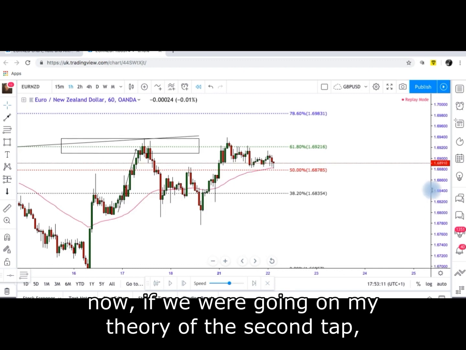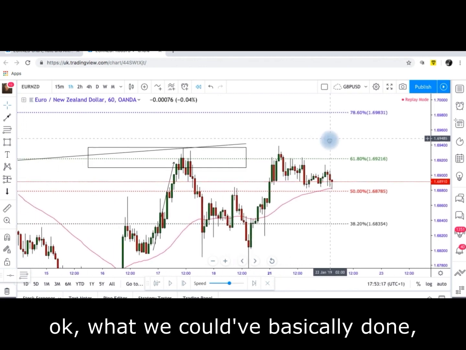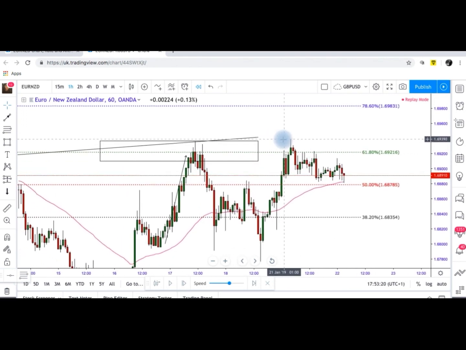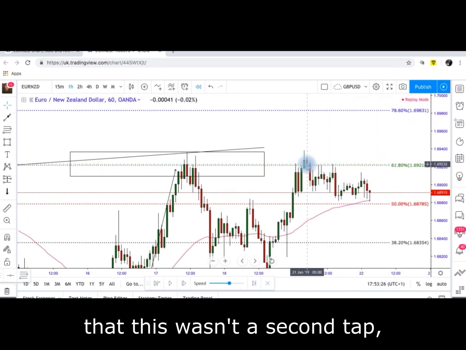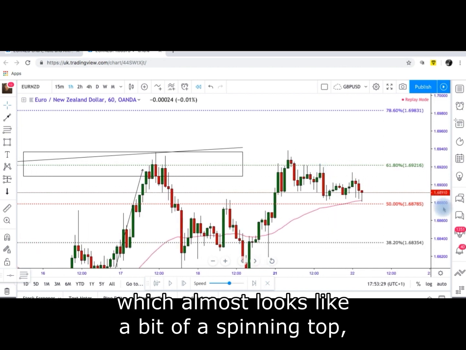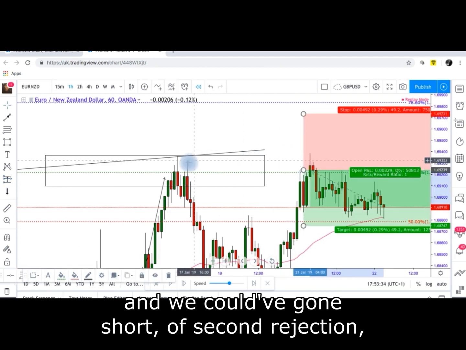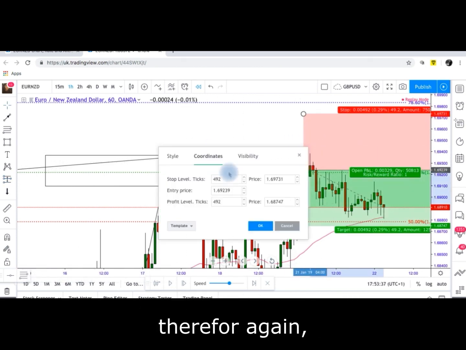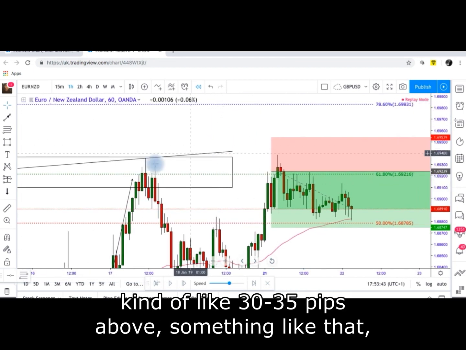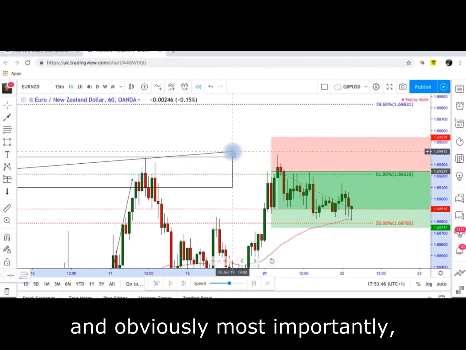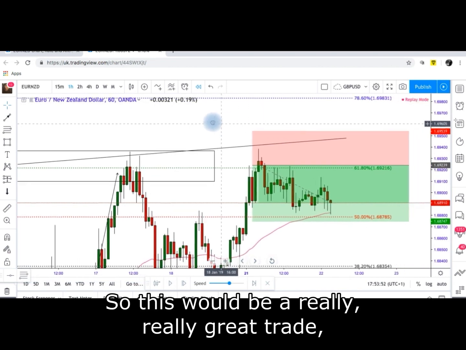Now, if we were going on my theory of the second tap, we could have simply got in here. Once we realised that this was our second tap, we formed this bearish candle, which almost looks like a bit of a spinning top. We could have gone short with a second rejection, just ensuring that we clear this one here. So we just have to make sure that our stop is around 30, 35 pips above, ensuring that it's clearing this level here, and most importantly, it's above the neckline. So this would be a really, really great trade.